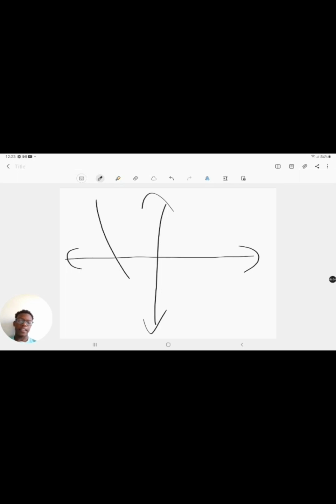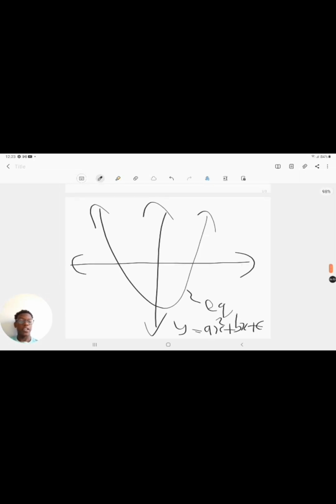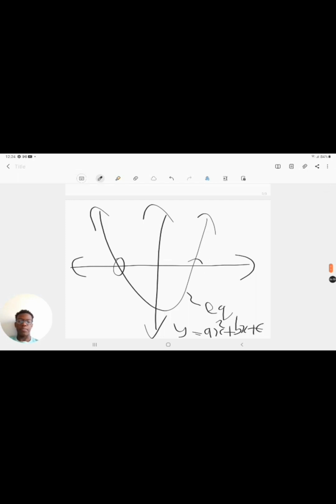So let's say you've got your graph on your Cartesian plane that looks something like that. And this graph has an equation. It has some equation. Now that equation is y is equal to ax squared plus bx plus c, because it is a quadratic function. How do you find the x-intercepts of that graph?